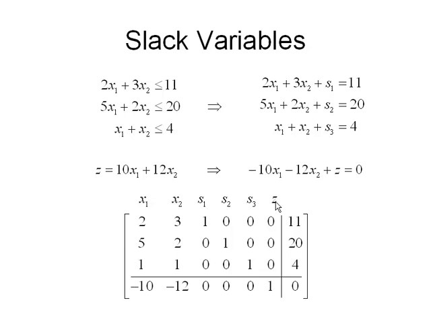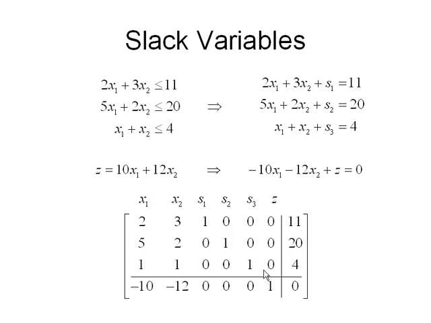So my first equation that comes from a constraint was 2x sub 1 plus 3x sub 2 plus s sub 1 equals 11. So when I put that into the first row of my matrix, I get 2, 3, 1, 0, 0, 0, 11. I do the same thing with the other 2 constraints, and you see those rows down here.